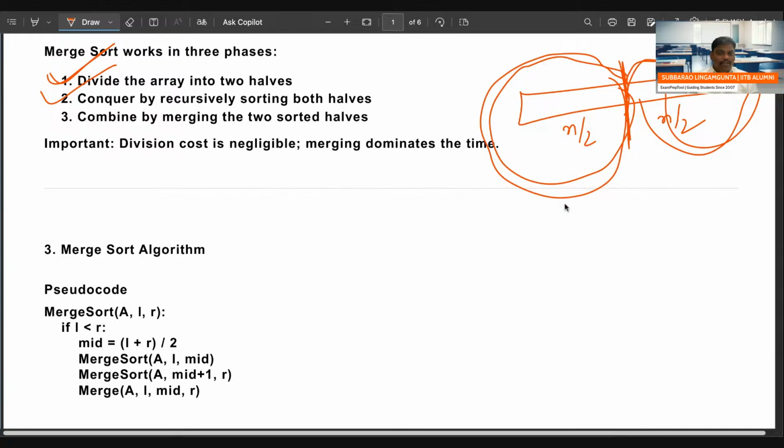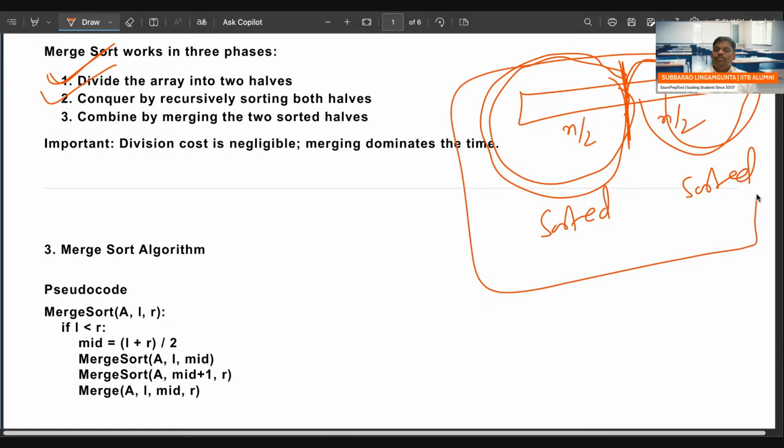When the second step, conquer, is over, the left half is already sorted and the right half is also already sorted. Now, using the combine algorithm, meaning the merge algorithm, sort the total array. This is the merge sort algorithm. Combine by merging the two sorted arrays. Remember, the combine algorithm is called the merge algorithm. This is a very important one.